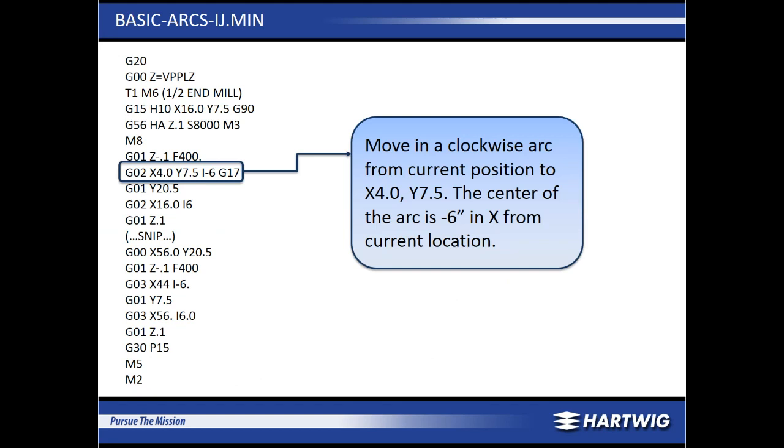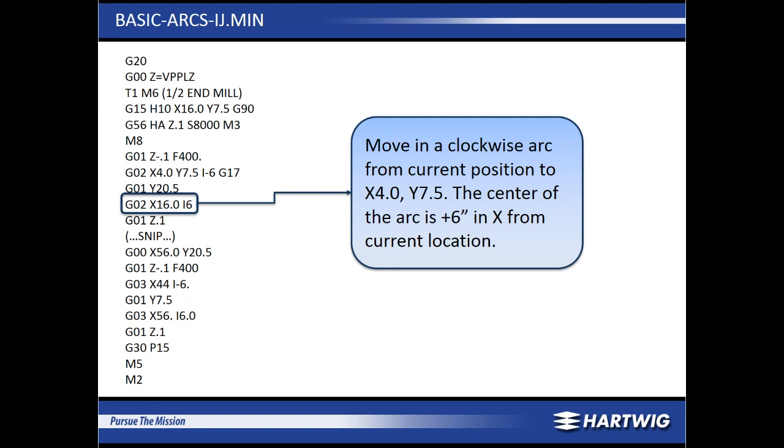So if we look at our first arc move there, we started at an X of positive 16, and then our arc has a center point that is an I of negative 6. So it's incrementally 6 inches negative in x from our start point. And the machine will then be able to do the math from our start point and where we're telling it the radius is to calculate accurately the arc.